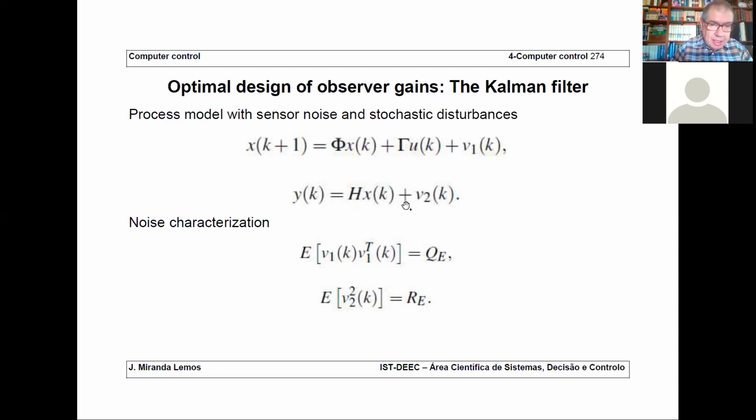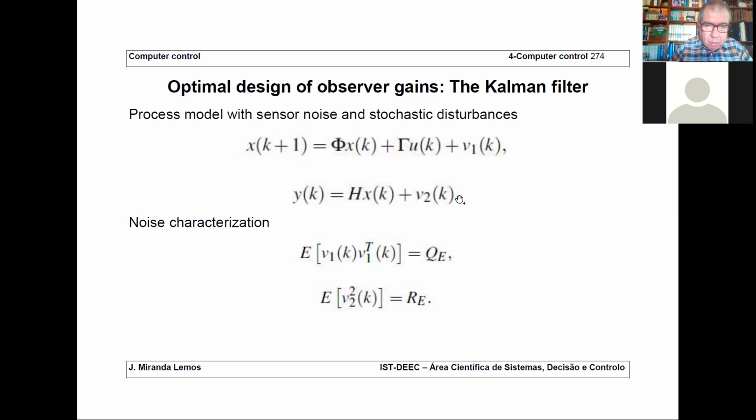Okay, and you assume that you have some noise. So our model now includes some noises, and you see this V1 and V2. Okay, what are V1 and V2? V1 models disturbances detected on the system. V2 models sensor noise. So this second equation models the sensor. I'm saying that the output is a linear combination of the state. So this models the sensors, and I'm assuming that I add some sensor noise.